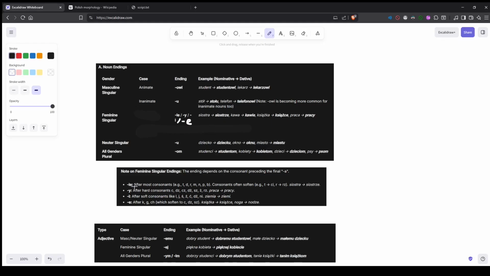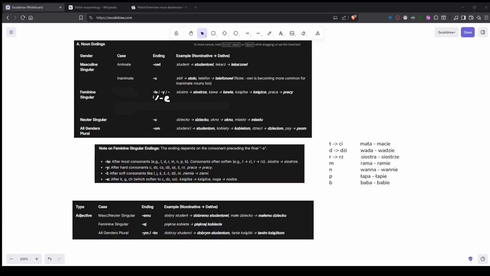Yeah, it happens after consonants such as t, d, r, m, n, p, b. Okay? I'm going to try to end this recording before they start drilling again. So, after most consonants, t, d, r, m, n, p, b, consonants often soften right here, okay?